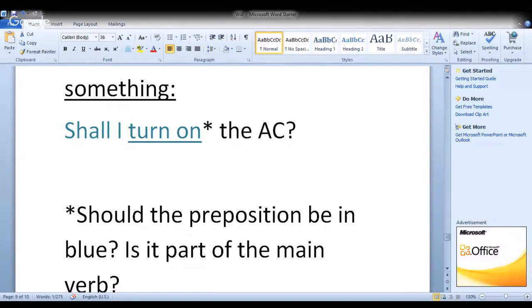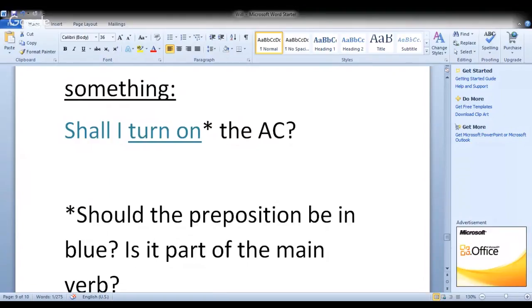Because it's a phrasal verb, do you think that the preposition on is part of the main verb? Oh yeah, I think so, because just turn doesn't make sense. Turn on is always necessary. Yeah, exactly. And that's what I was just thinking: yes, it's in blue because it goes together.